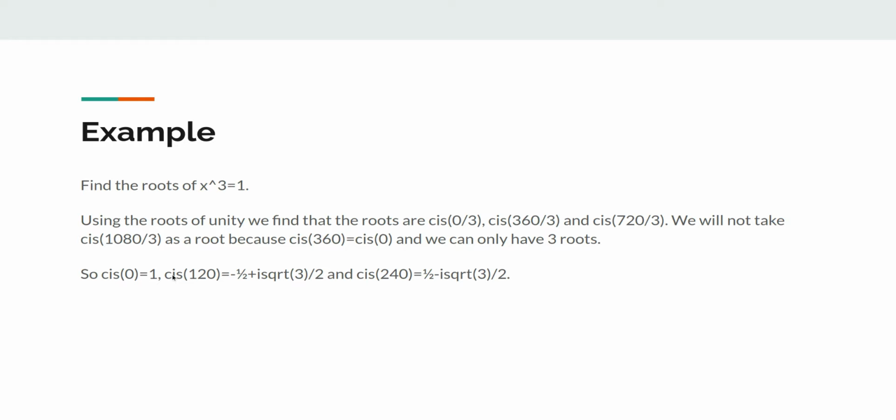Cis 0 is equal to 1, cis 120 is equal to negative half plus root 3 by 2 i, and cis 240 is equal to negative half minus root 3 by 2 i. Do you guys understand?